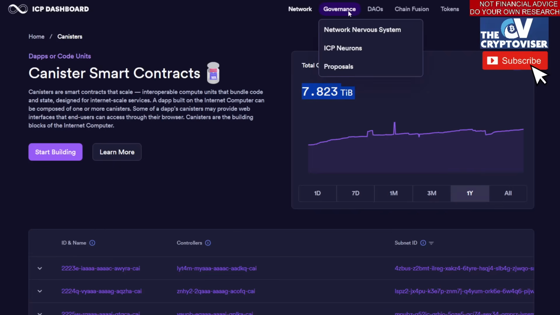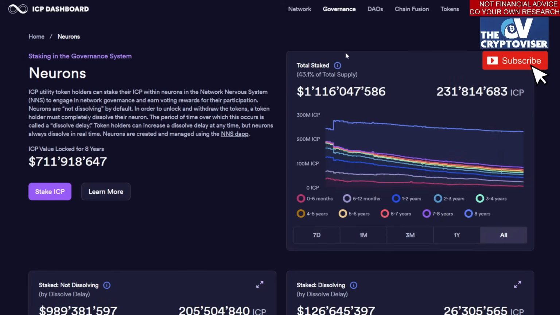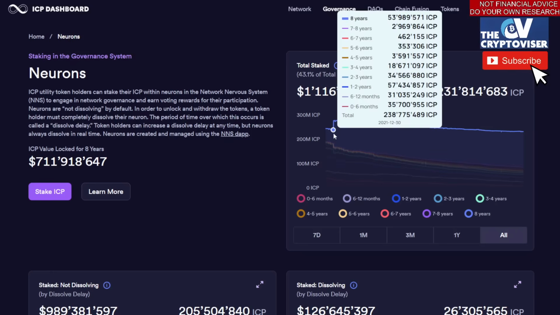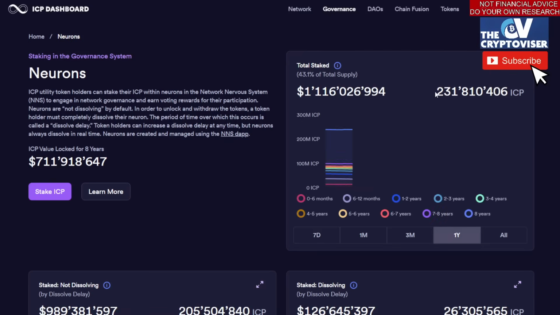And we're also seeing growth in other areas of the Internet Computer as well. If we go to the ICP neurons, which are effectively the staked Internet Computer coins, you can see that while it looks like it's a downtrending chart, you can see that from 1 year ago till today, let's see if this pulls up.